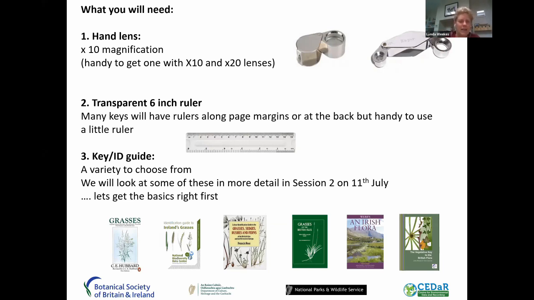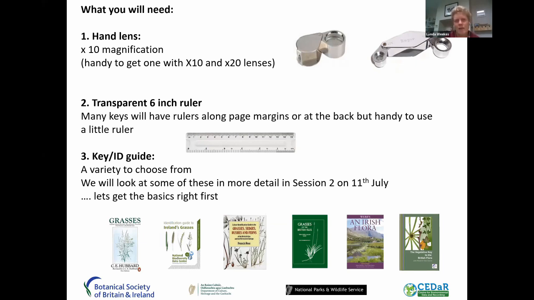The third thing you need is a grass key, or an ID guide at least. There's a selection of 6 of them down there. Now there are more, but I'm not going to get into those today, because first and foremost, let's get the basics covered first and get them right and get them clear. And then we can progress on to looking at keys next week.